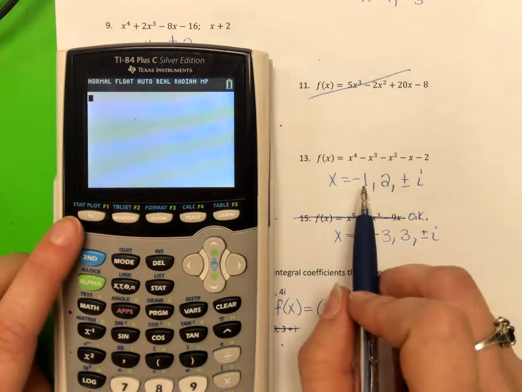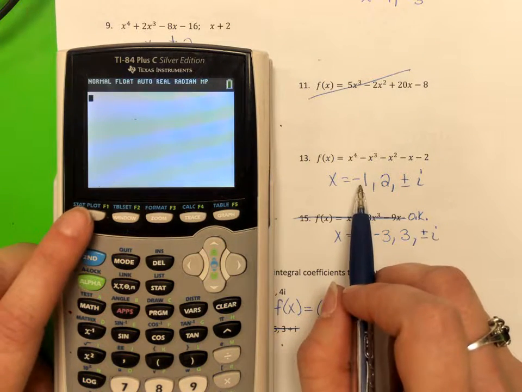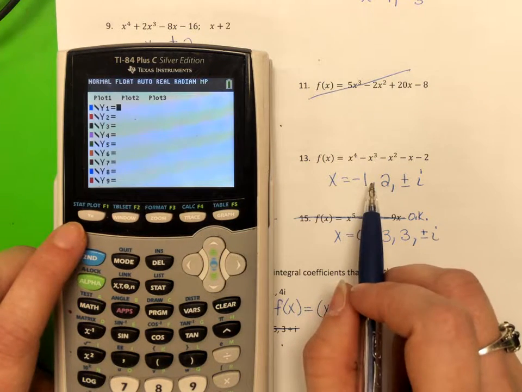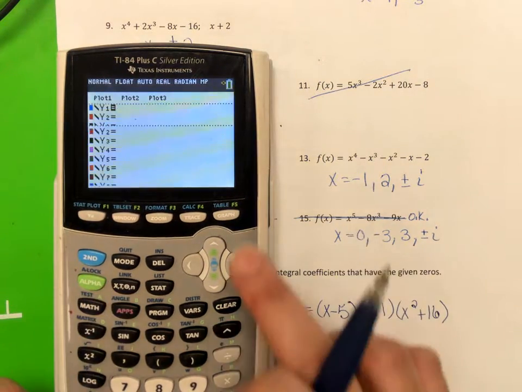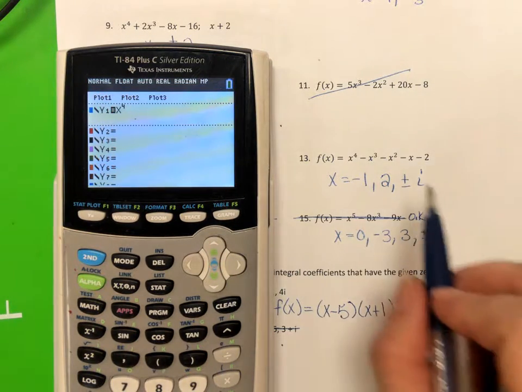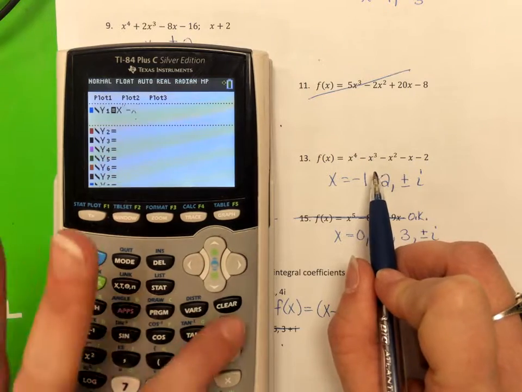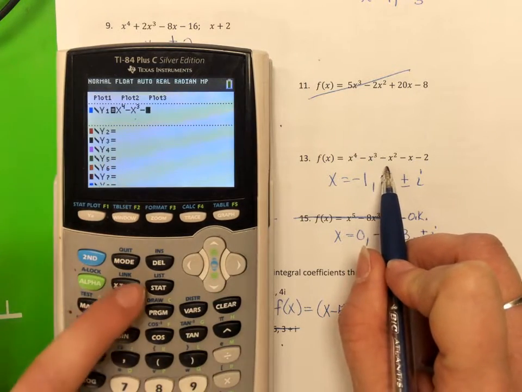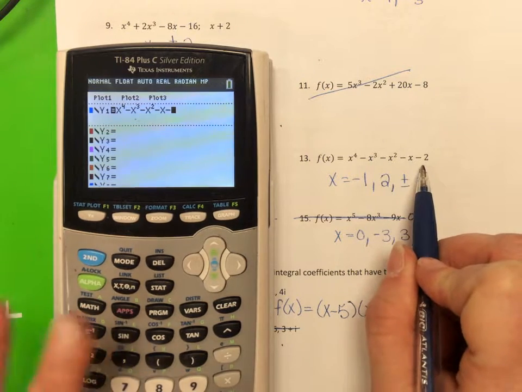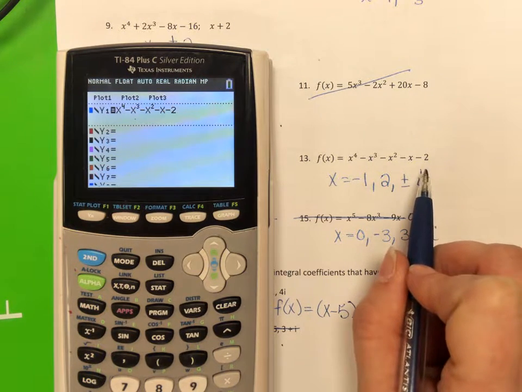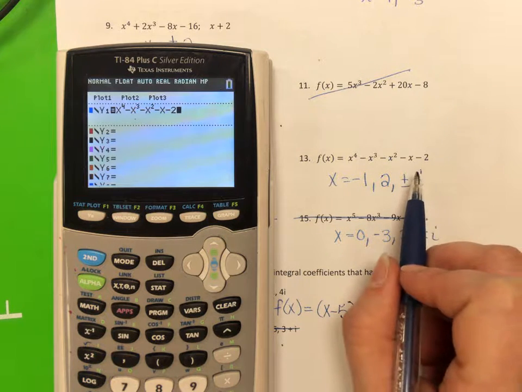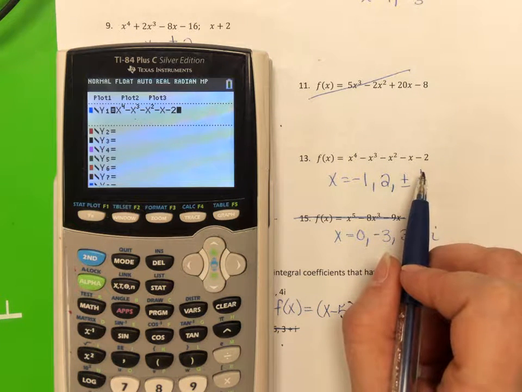So where do we go to figure out what all the zeros are? Y equals. Ready? Typing it in? You ready, Karen? All right, x to the 4th. Remember how we learned to type this in yesterday? X to the 4th, and then subtract x to the 3rd. Subtract x squared. Subtract x. Subtract 2. Anybody having issues plugging that in?